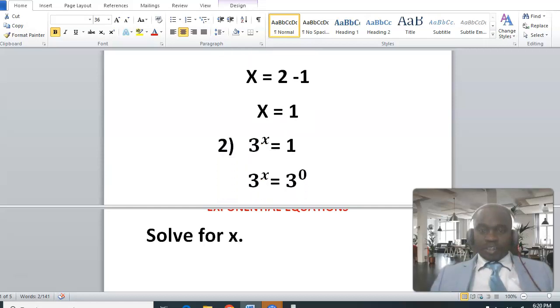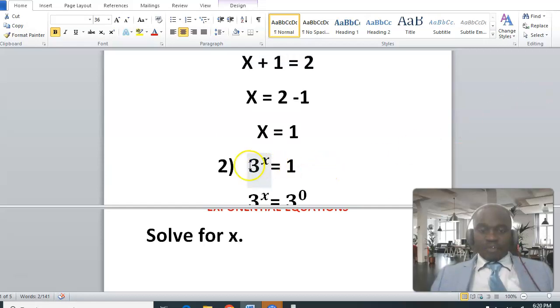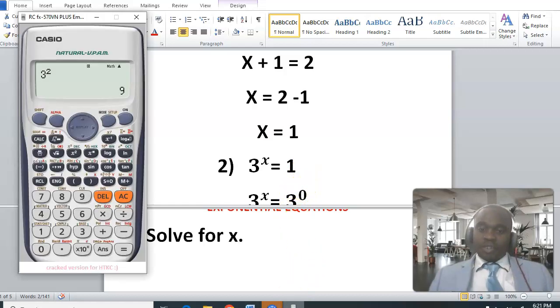Our next question also says we are still solving for x. 3 to the power x squared is equal to 1. Remember, we can write 1 with the same exponent and with the same base. Any number apart from 0 raised to the power 0 is 1. So 1 to the power 0 is 1. 2 to the power 0 is 1. 3 to the power 0 is 1. 4 to the power 0 is 1.